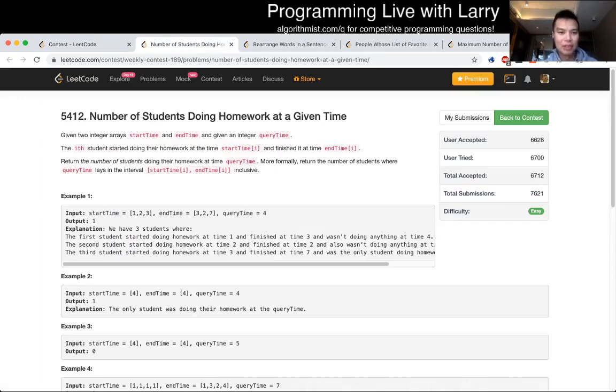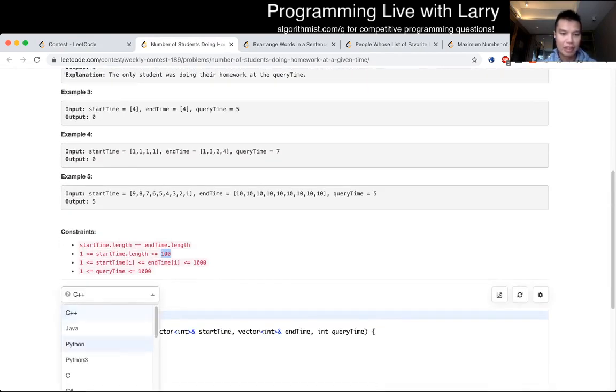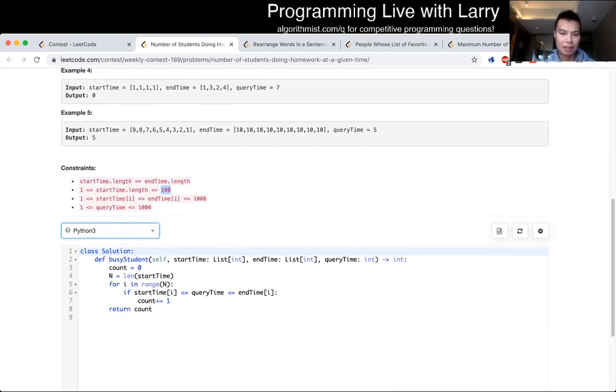Q1, number of students doing homework at a given time. Because n is only 100, you can just go for it manually and count for everyone, just making sure that the query time is between the start time and end time for a given index i. And that's pretty much it for Q1.